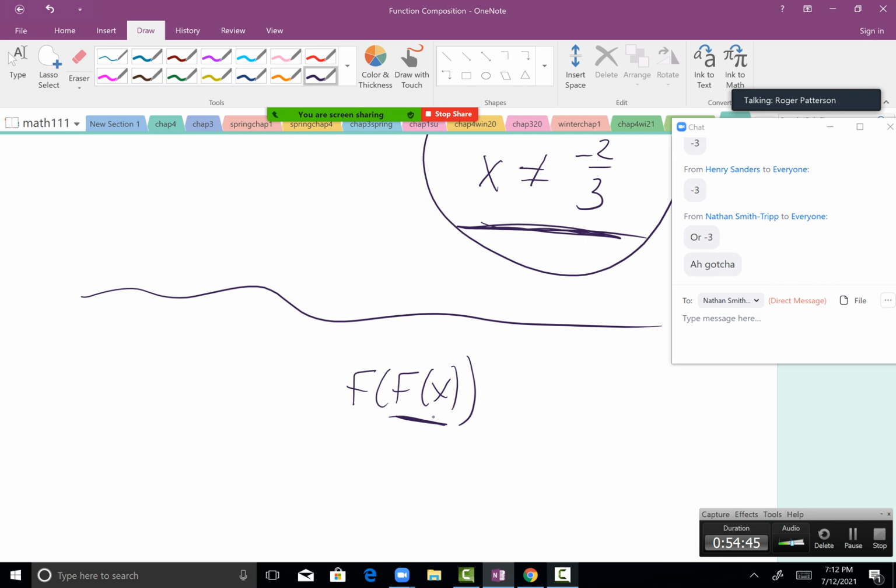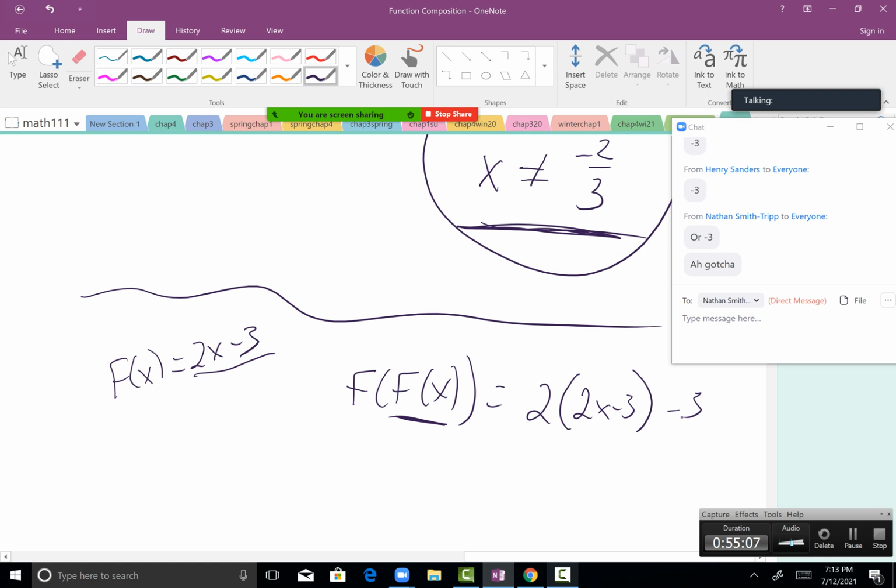Just take the f function, whatever the heck f is. Okay, so if f is 2x minus 3, then you take 2x minus 3 and put it in. So you have this wherever there's an x. Okay, put it in there and just work it out. That's all you do. All right. Okay.